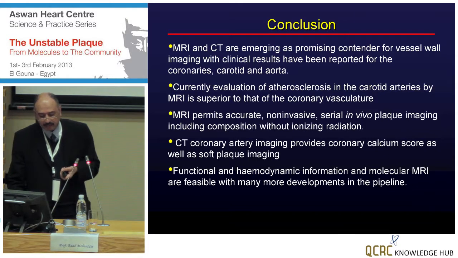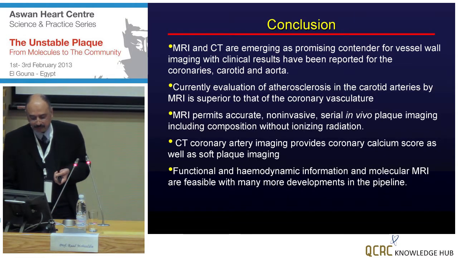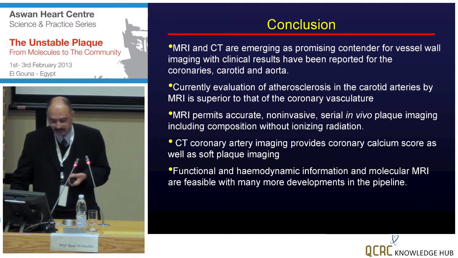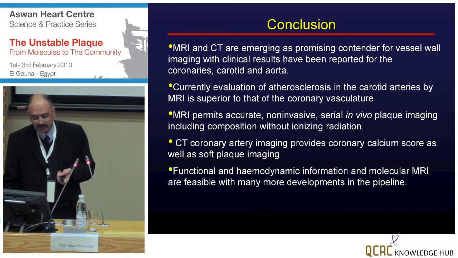So in summary, MRI and CT are emerging as promising contenders for vascular imaging, with clinical results having been reported for coronaries, carotid, and the aorta. Currently, evaluation of atherosclerosis in the carotid arteries by MRI is superior to that of the coronary vasculature for the things I mentioned. MRI permits reliable, non-invasive serial in vivo plaque imaging, including composition, without ionizing radiation.